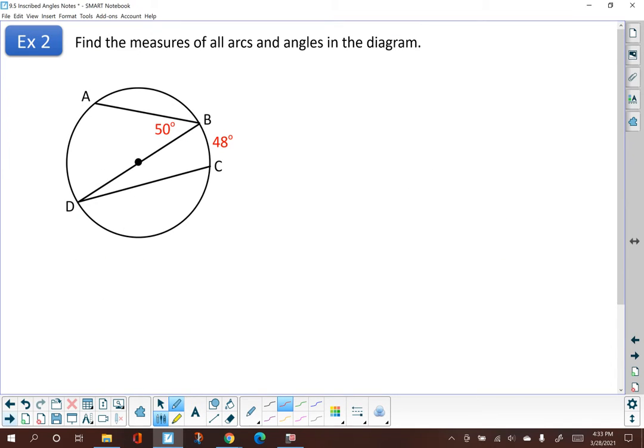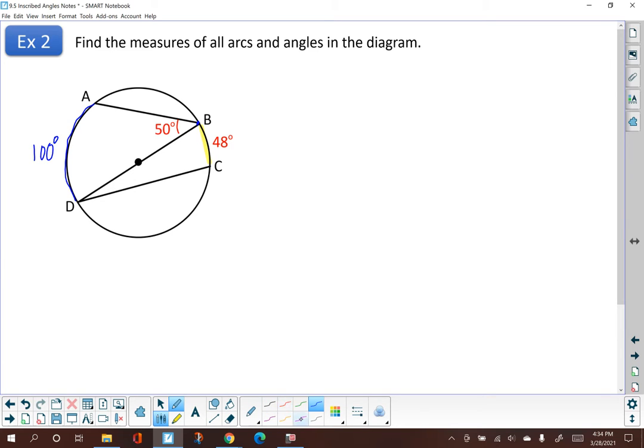Okay, so here's a diagram. It gives us this 50-degree angle right here and a 48-degree arc over here on the edge. Our goal is to find all of the different arcs and angles in the diagram. If this angle is 50 degrees, then this arc over here would have to be twice that, so 100 degrees, because that inscribed angle is 1/2 of the arc. So the arc would have to be 100 for the inscribed angle to be 50.